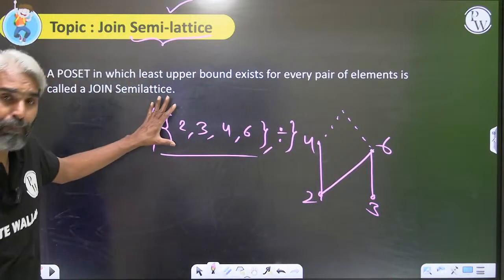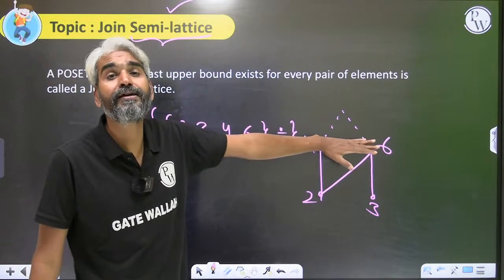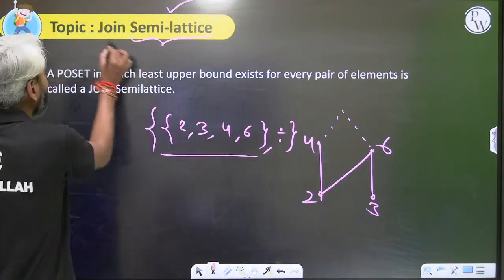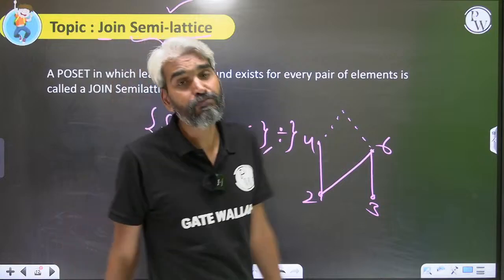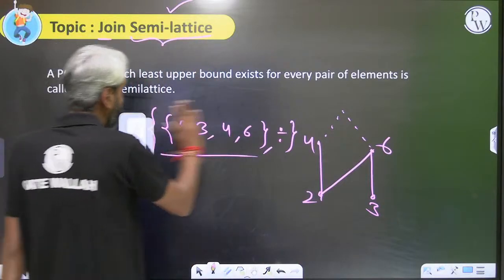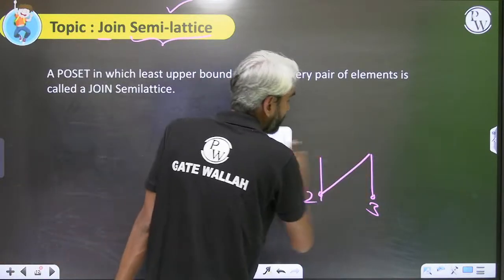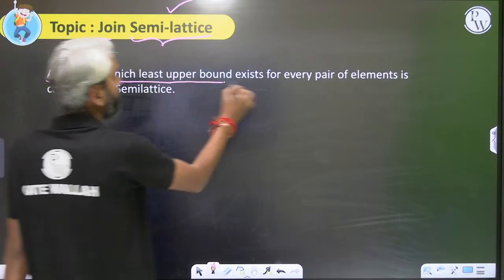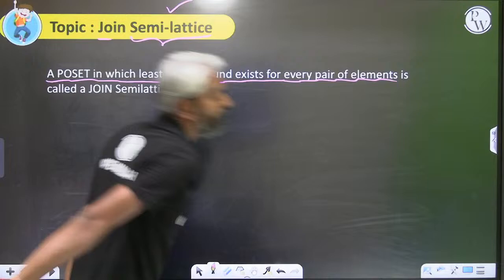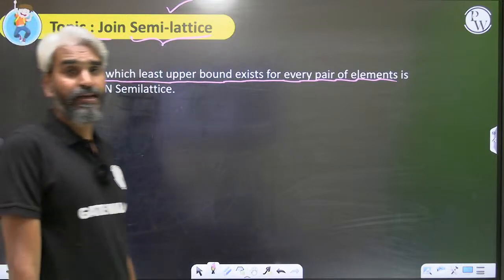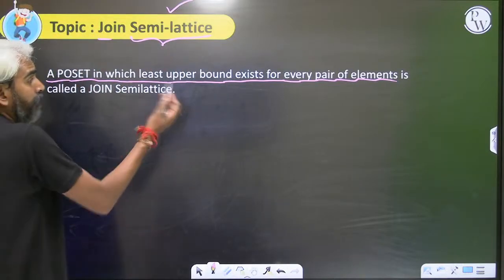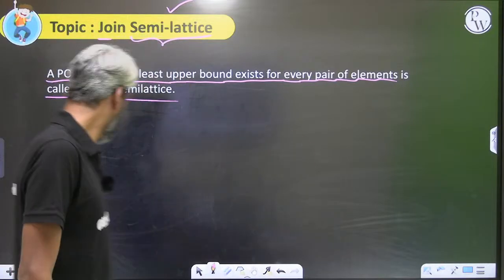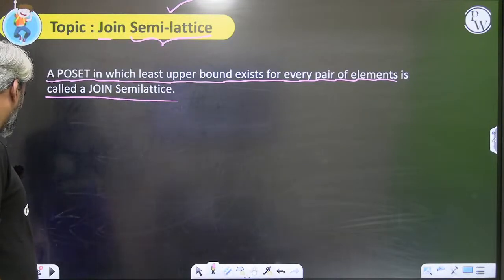Right? So in a poset, it is not necessary that the least upper bound will exist for every pair of elements of the poset. But for a poset to become a join semi-lattice, least upper bound should exist for every pair of elements. So that's the very first definition with respect to lattice, that is join semi-lattice. A poset in which least upper bound exists for every pair of elements is called a join semi-lattice. I'll give you an intuition for that, but it's okay.